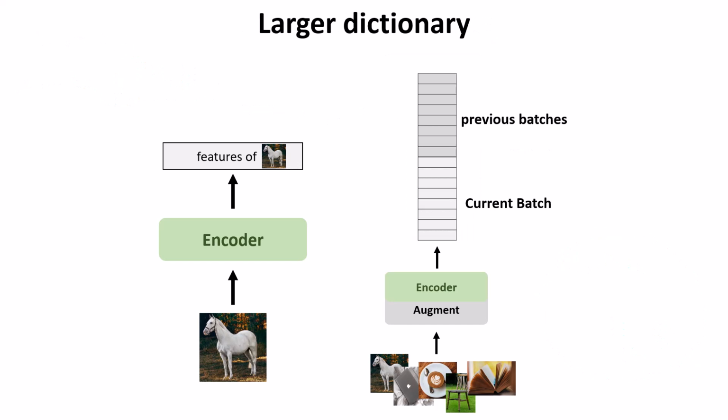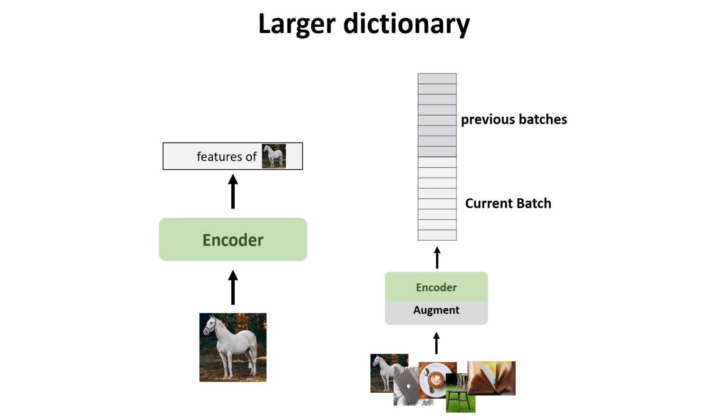So one naive solution could be, in addition to this current batch, we can also have the extracted features from the previous batches in our dictionary. But the thing is that we constantly evolve our encoder, right? So the features extracted from the previous batches are coming from the encoder, but with different weights and biases, because we are constantly updating them in our neural network as it evolves during the training.